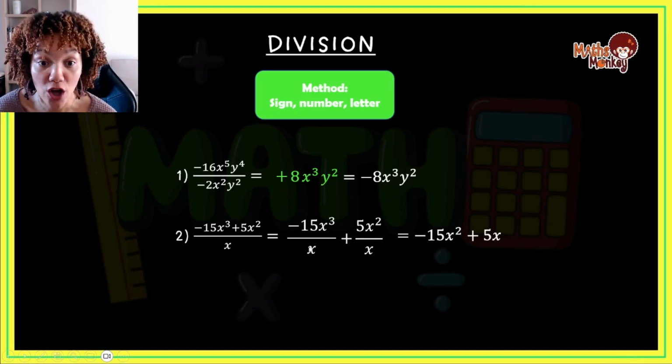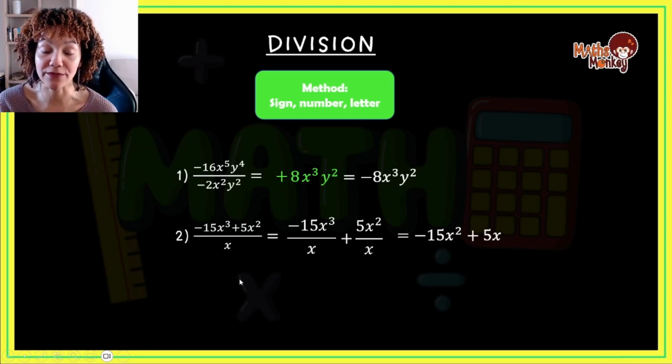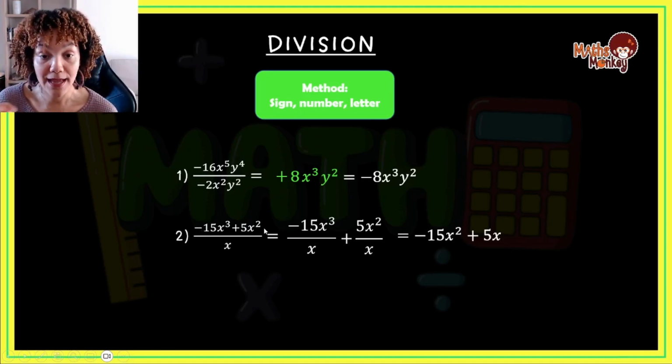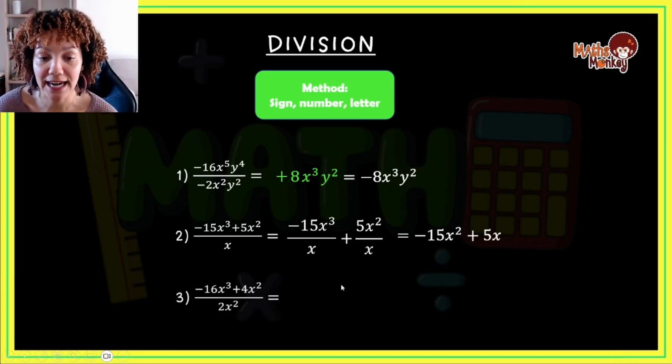And this is then the answer of this question. Okay, so when we've got a division and we've got multiple terms in the numerator, you then separate them, taking each term and dividing it by the denominator. Right, let's try another one like that.